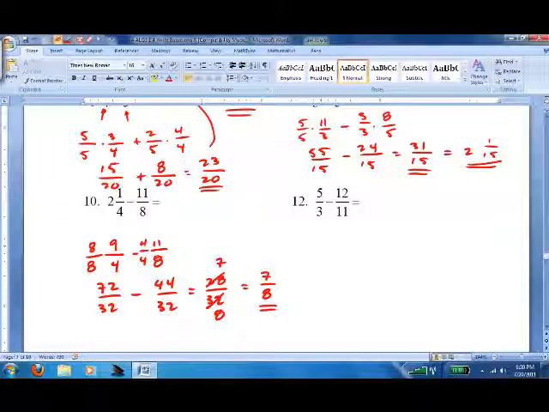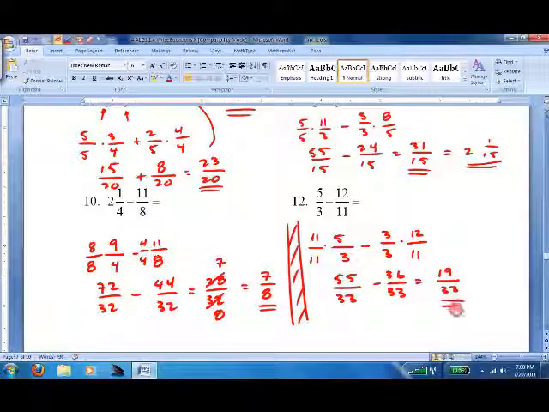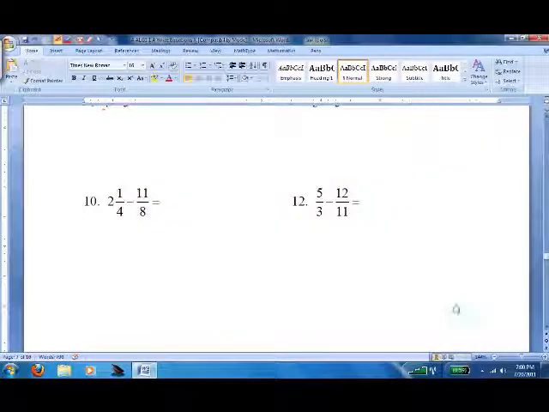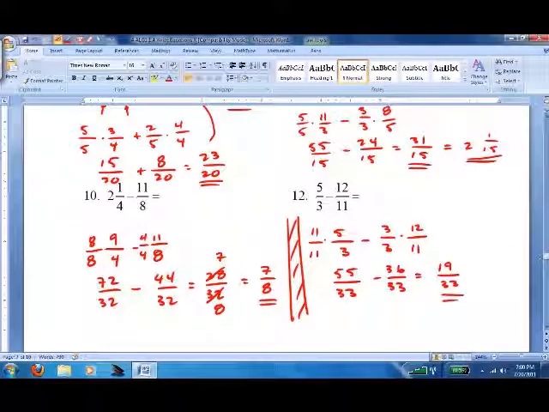So again, over here, we'll just write it out. Put a little barrier here so we can tell the difference between problems. 5 over 3 times 11 over 11 minus 3 over 3 times 12 over 11. 55 over 33 minus 36 over 33 equals 19 over 33. And that's it. Just some practice with fractions. Good luck doing the problems. Hope they work out well.